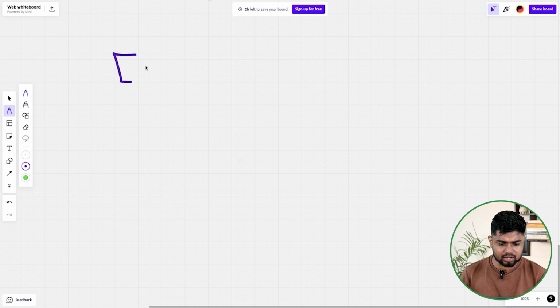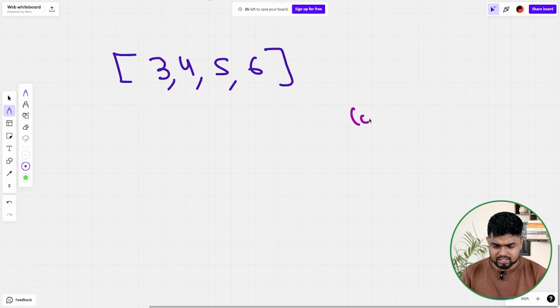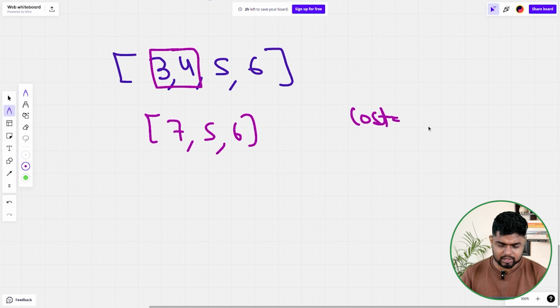No, that will not be the case, because let's say we have something like 3, then 4, then 5, then 6. If we have this particular test case here, what would happen? Suppose I connect the smaller ropes. Initially 3 and 4 are the smallest ropes, so I'll connect both of them. Then you'll get 7, 5 and 6. So your cost at this step would be 7.